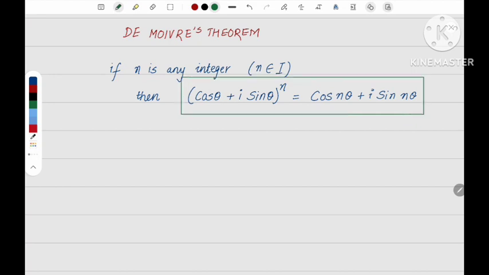We can also write, since cos theta plus i sin theta is written as cis theta, so I can very well write (cis theta) to the power n is equal to cis n theta. So this is somewhat easier to remember, no?